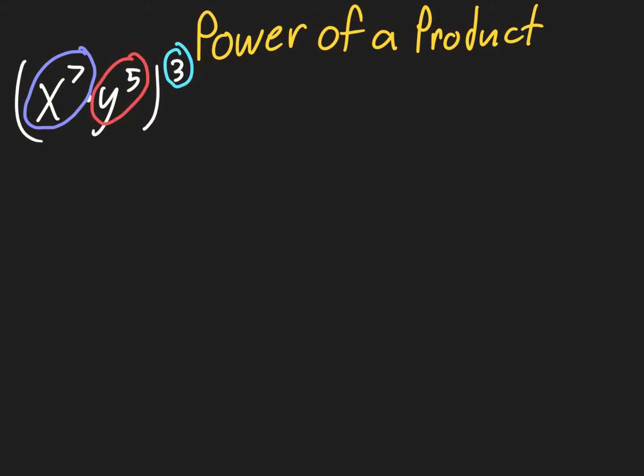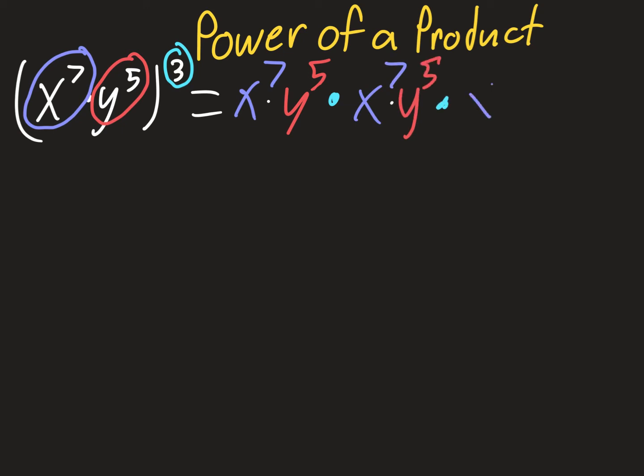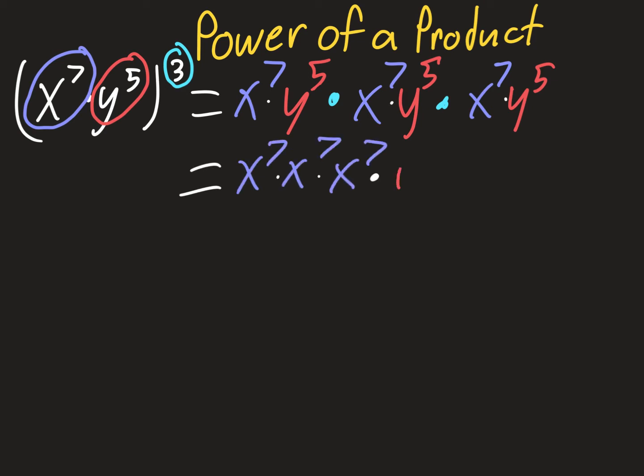Next, we will look at the power of a product. Let's look at the example x to the 7th times y to the 5th, the whole quantity raised to the third power. Well, x to the 7, y to the 5th will be written 3 times, all multiplied by each other. And then we can actually rearrange these so that all the x's are next to each other and all the y's are next to each other. So x to the 7th, x to the 7th, x to the 7th times y to the 5th times y to the 5th times y to the 5th.